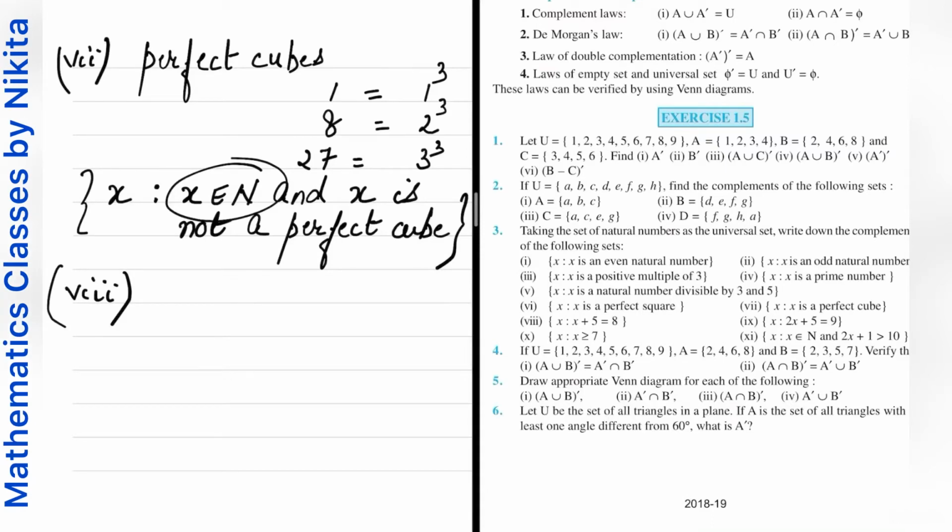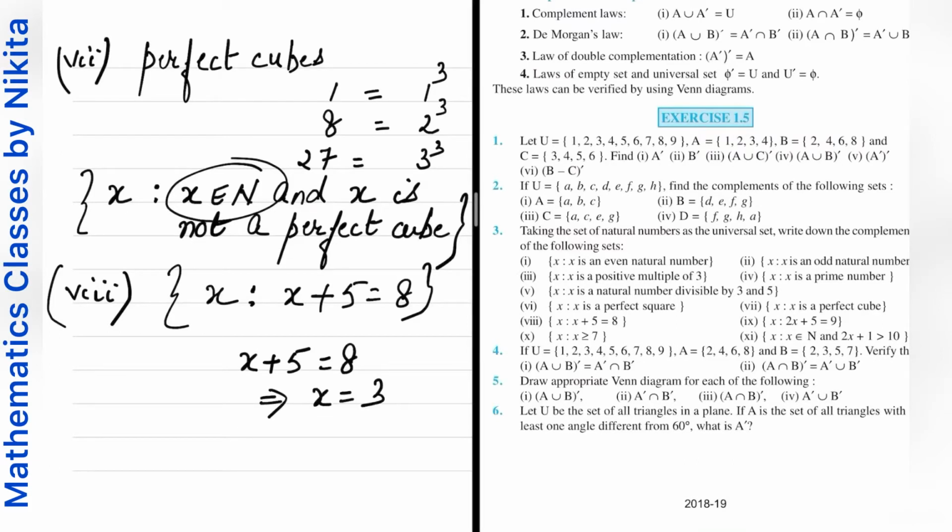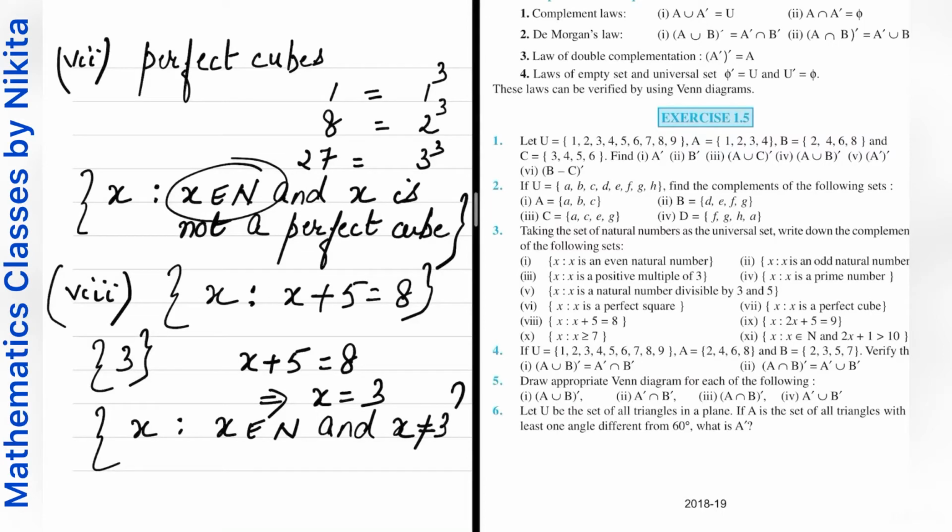Next part says that all those x, you have to find the complement of all those x such that x plus 5 is equal to 8. Now, x plus 5 equal to 8 means what? First, can you solve this? This implies that x is equal to 3. So that means this set is nothing but singleton 3. This contains only 3. तो इसका complement क्या हो जाएगा? All those x such that x belongs to n and x is not equal to 3. So all the natural numbers which are not equal to 3.